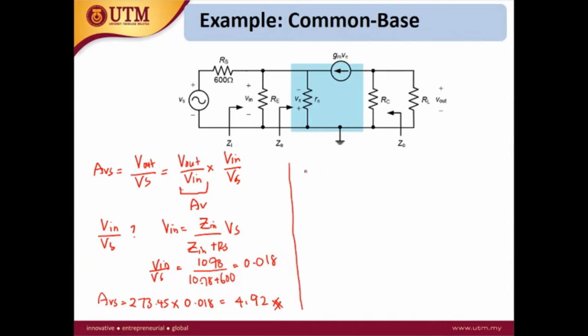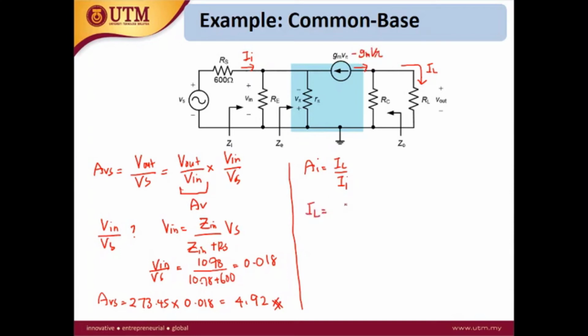Okay, next we calculate what is AI. So now we define the AI as the IL over II. IL is the current flow across the load. This is IL. II is the current at the input port. This is II. Okay. So for this, you need to define what is IL. You can get the value of IL from the current division between RL and RC. Okay. Current from the current source is negative gm V pi.